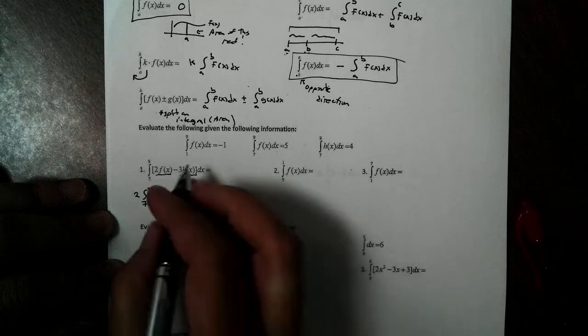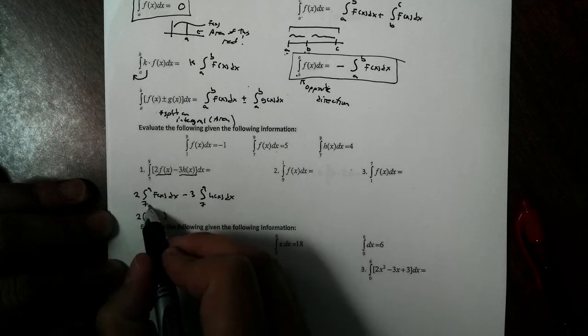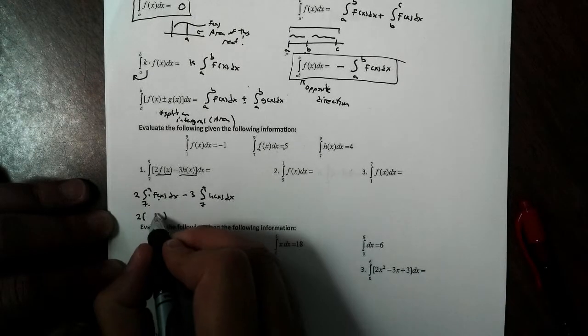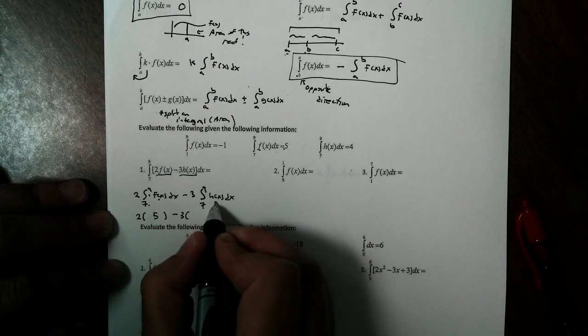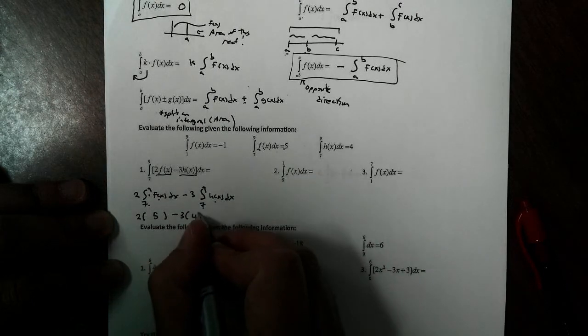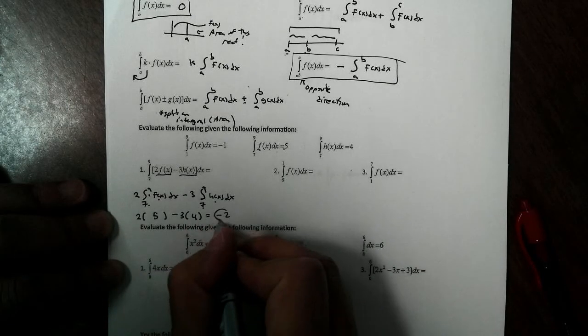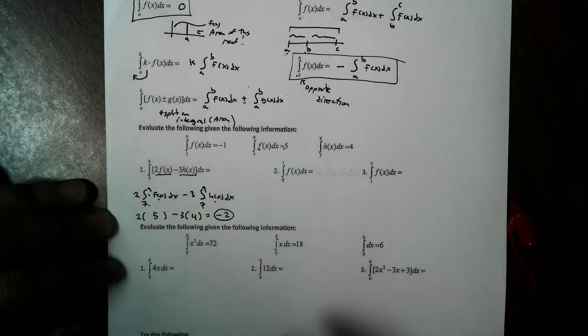Now, we'll never write this stuff out again, really, because it just takes too long. So we can just do this in our head. The first one says 2 times the area from 7 to 9 of f of x. They're telling me that area is 5, minus 3 times the area from 7 to 9 of h of x, they're telling me that's 4. And that just becomes 10 minus 12, or negative 2. Again, you can do most of this in your head, which we'll see later on.